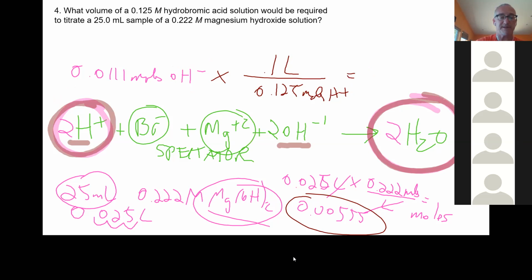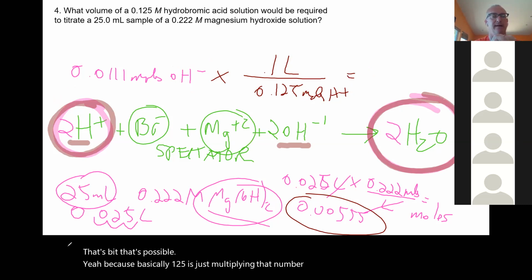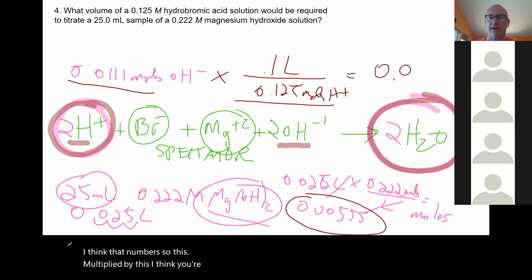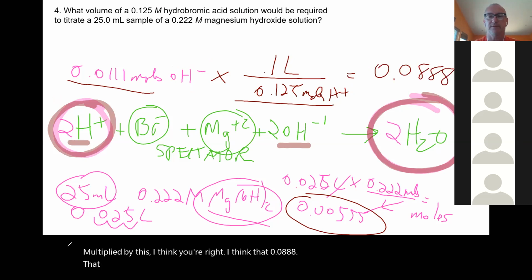Oh, we may have made a mistake. That's possible, because basically 0.125 is just multiplying that number by 8. So I think you're right. I think that's 0.0888. Yeah, correct. Good spot. Good call. Thank you. Yeah, because 0.125 is basically 1 over 8. So oops.